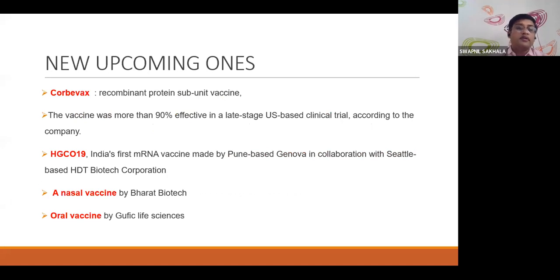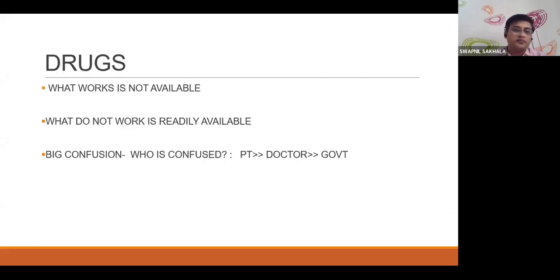Which are the new upcoming vaccines, like Corbevax? Corbevax is a recombinant protein subunit vaccine, which is more than 90% effective in the latest US-based clinical trial. Other vaccines are HGC-019, which is the first mRNA vaccine, produced by a Pune-based company in collaboration with the Seattle-based HDT Biotech Corporation. And very soon, a nasal vaccine by Bharat Biotech and an oral vaccine by Gufic Lab Sciences will be coming, in the coming 6 months of 2022.